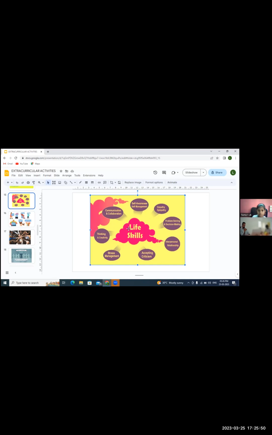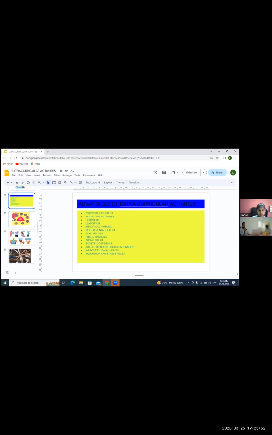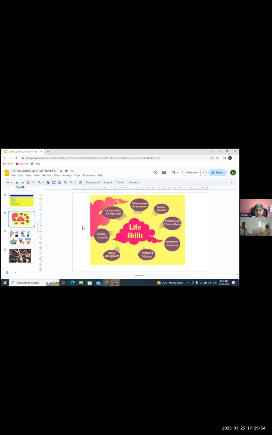Look at that. Around the life skills, there are several things. Let it be like that. Slide show. So can you explain some of those circles like stress management, accepting criticism? How do you think extracurricular activities are helping in these areas?